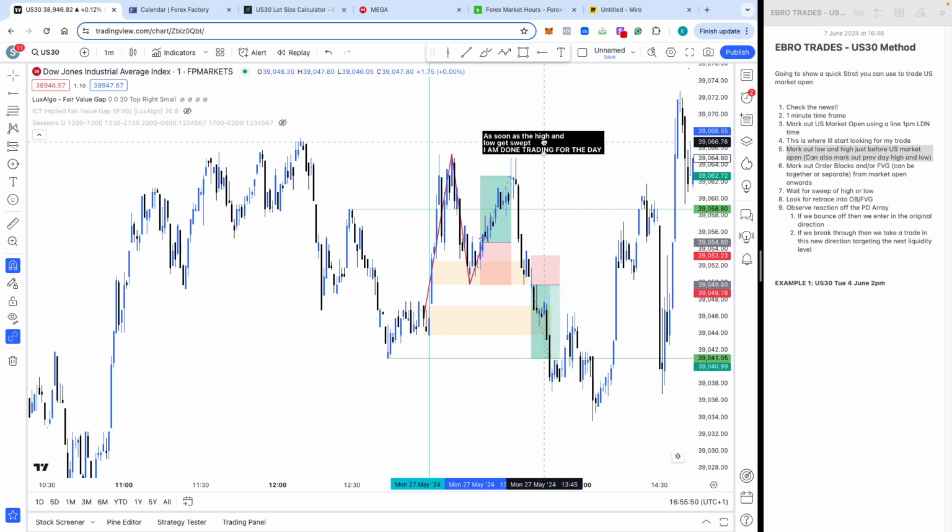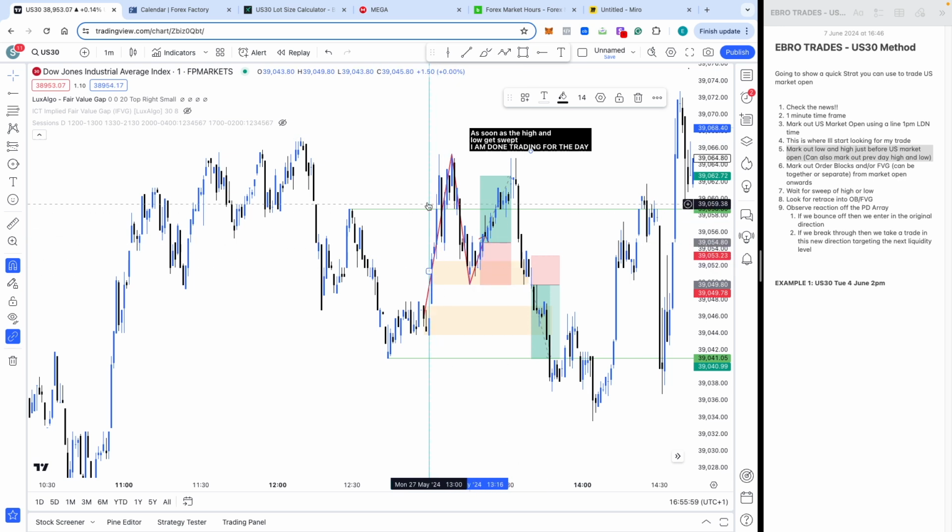Don't get greedy and start looking for more trades. That's how you ruin everything for yourself. Trading is so simple. This setup is so easy. It literally presents itself every day.